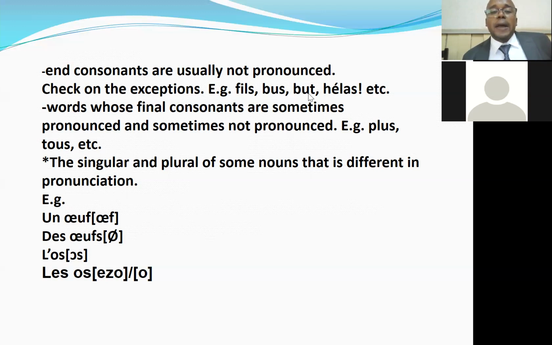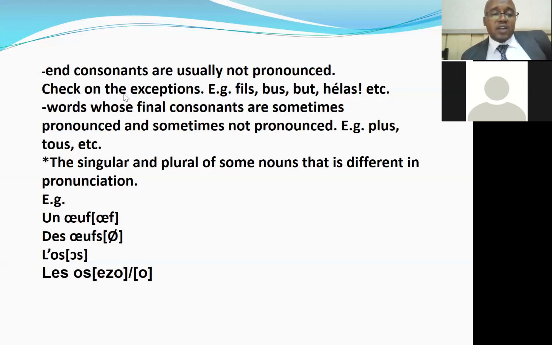Then we have goal, butte. The T is articulated. Then we have, when you are the exclamative or the interjection, hélas. Hélas. So see, these are exceptions. These are just examples of the words that will have the end consonant articulated. That's why I've said etc., meaning there are others that will require articulation.